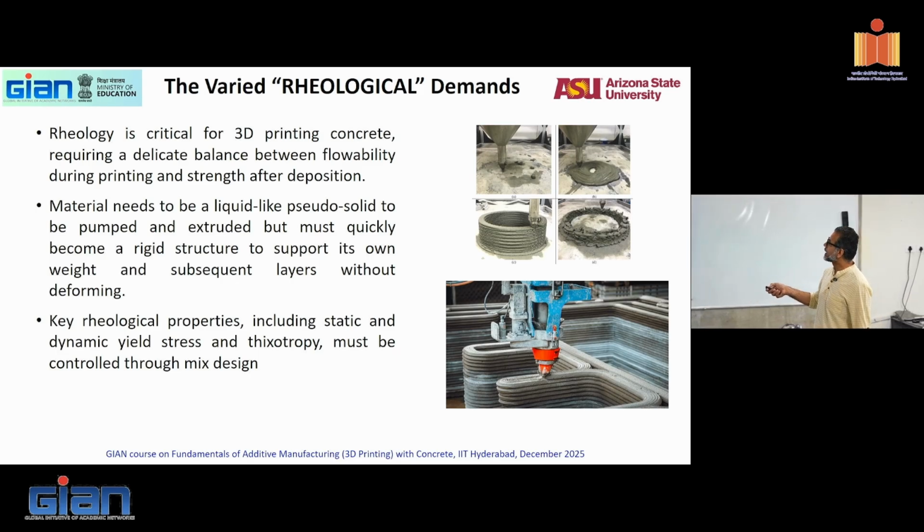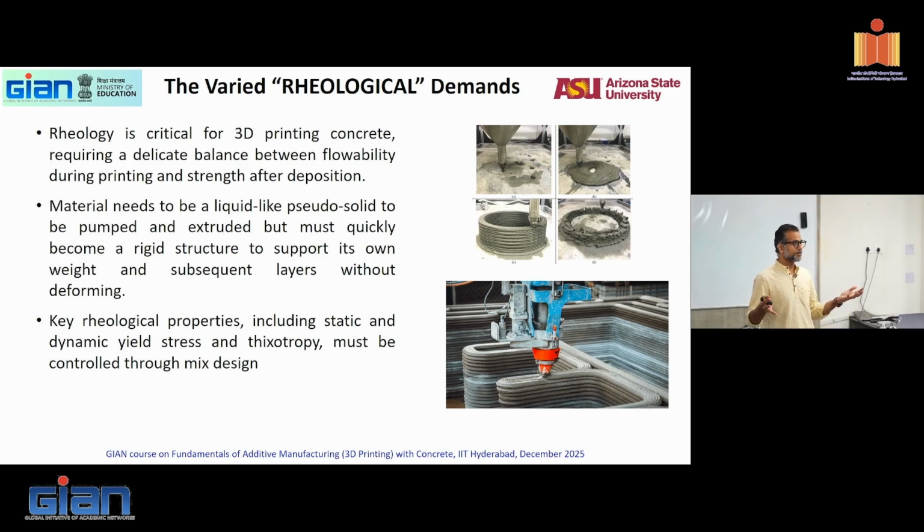You need a delicate balance between flowability during printing and strength after deposition. Again, the extrudability and buildability, I really explained here. Extrudability being flowability during printing, and buildability is a strength after deposition, right? So those are the two things that you want. A material needs to be a liquid-like pseudo solid to be pumped and extruded, but must quickly become a rigid structure to support its own weight and subsequent layers.